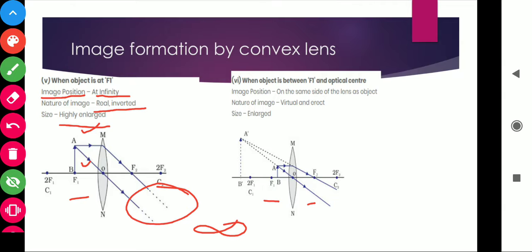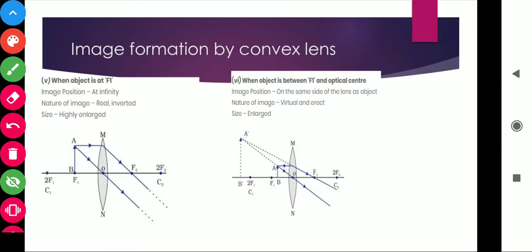Image when the object is kept between F and O. Here again we have taken the same 2 rays. One is parallel to the principal axis and the second is from the optical center. But when we bring them on the other side of the lens after refraction, we will see that the distance increases, and when we join them behind, they will join at A1, and A1 B1 here is the image.